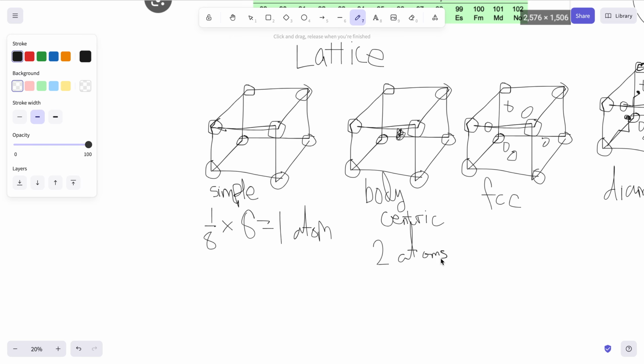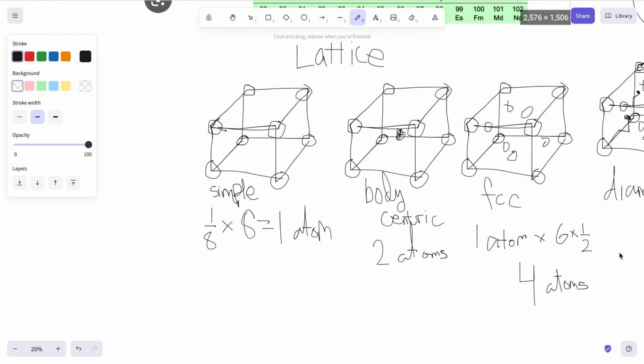For face-centric, you would have 1 atom for each of the corner ones, but then also you would have 6 face-centric atoms, each of which half of the atom occupies the space. So 4 atoms occupy face-centric.